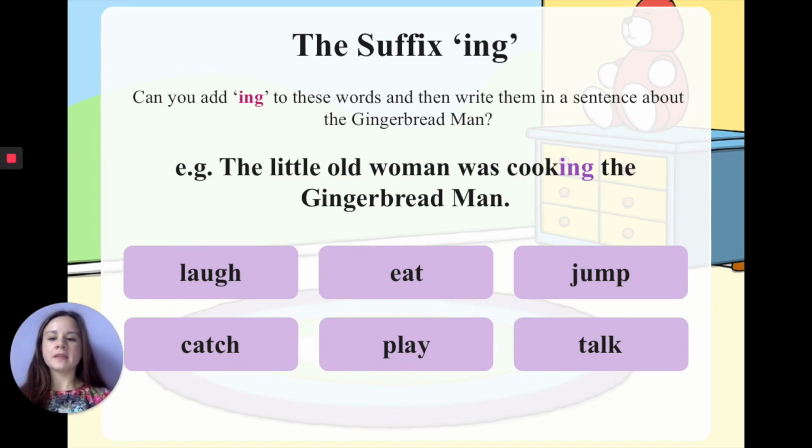We spell ing I-N-G. The words that you need to change to have the suffix ing are laugh, eat, jump, catch, play, talk. All you have to do is add the suffix ing. So for example, laugh, ing, laughing; eat, ing, eating. And then write those words in a sentence about the gingerbread man's story. Pause the video to complete this activity.